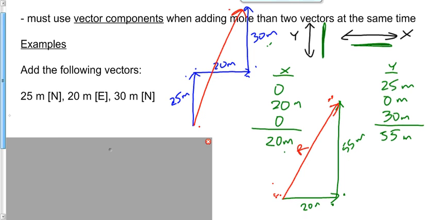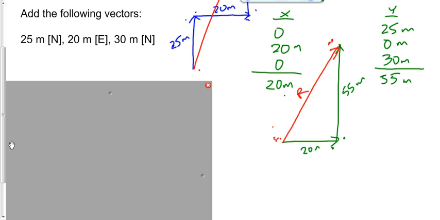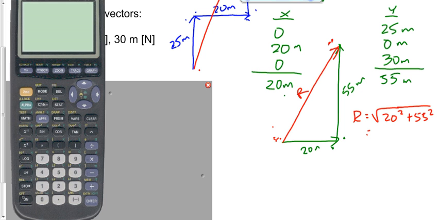Let's find the values here. R is equal to the square root of 20 squared plus 55 squared. Let's say on the calculators, 20 squared plus 55 squared. Let's not forget to square root that. We get 59 meters.